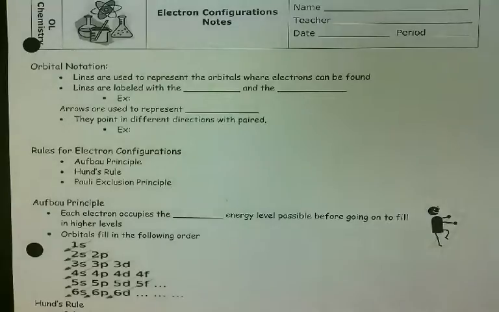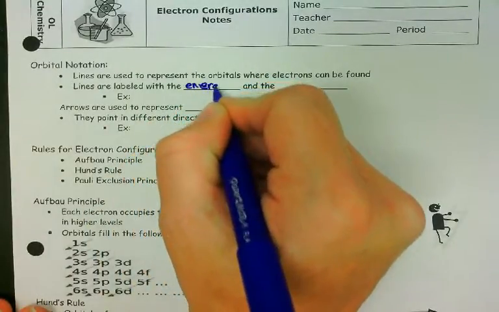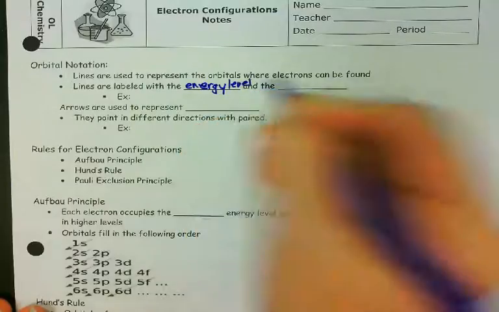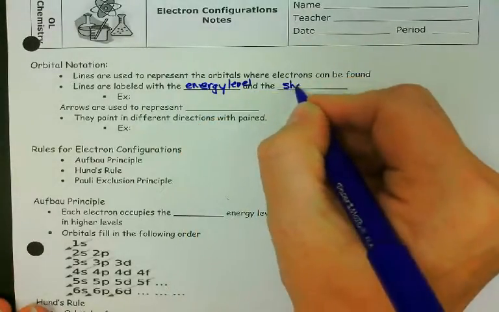So orbital notations, that was what we're going to start with. They are basically lines that are used to represent the orbitals where electrons can be found. So we know that there's 3 subatomic particles: protons, electrons, and neutrons. This is going to be all about the electrons and where we find them and how we describe them when we talk about them on paper. So lines are labeled with the energy level and the shape, or basically your subshell.